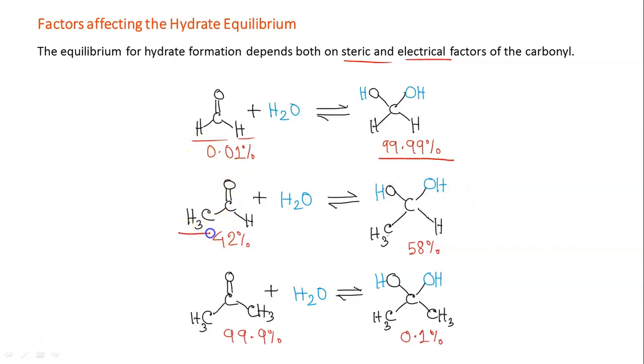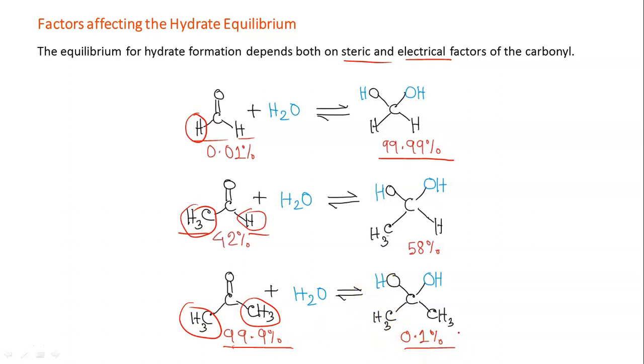And next we have taken acetaldehyde, where only one methyl group replaces one of the hydrogens. Now the product is almost 50-50 on both sides. So 42% starting material, 58% hydrate. And if now this hydrogen is also replaced by a methyl group, so now steric hindrance is increased. So now the equilibrium is completely on the acetone side, that is the starting material side, and very little on the product side, that is the hydrate.